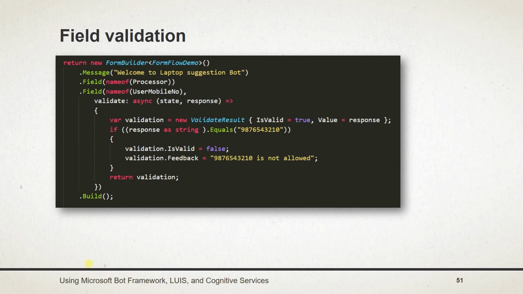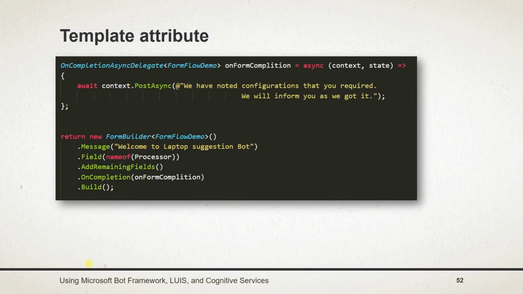We can also implement custom validation as per our requirement. For this, we need to pass a delegate in the validate parameter of the Field method, in which we have created an instance of ValidateResult and returned it. Here we need to change the IsValid property to make the field valid or invalid. Then we saw how to create a delegate for form completion. We need to pass this delegate in the OnCompletion method. Note that the state property contains all the values that the user entered.